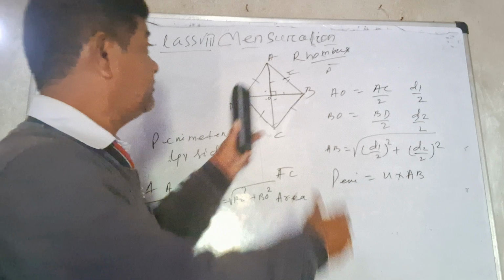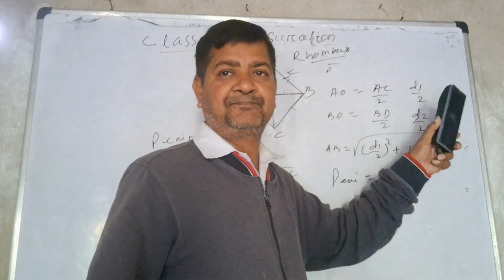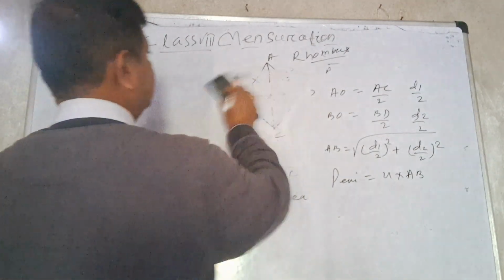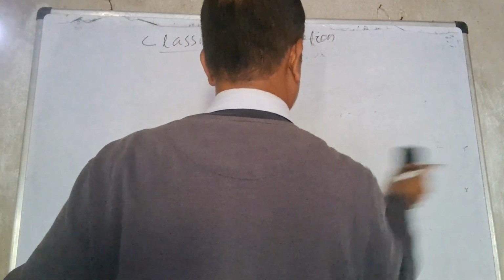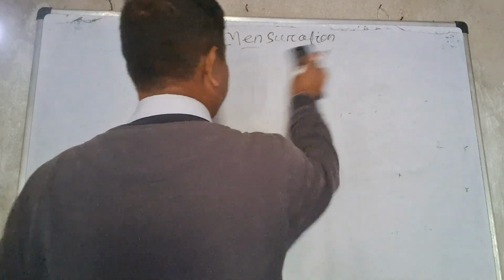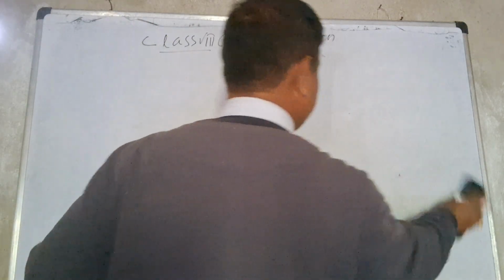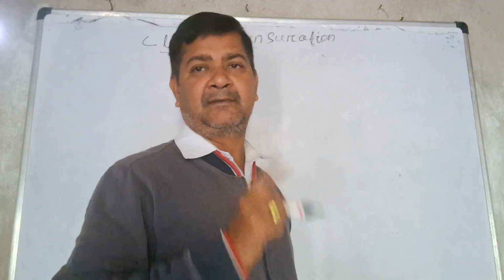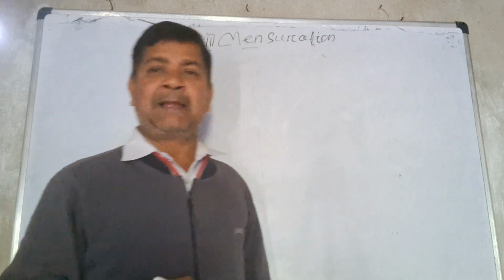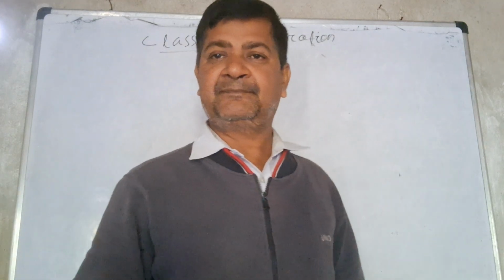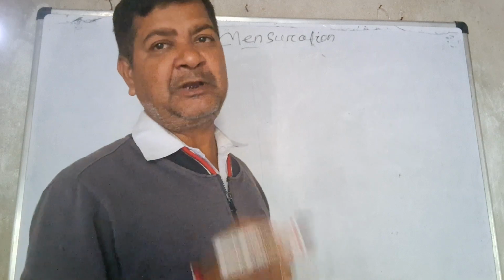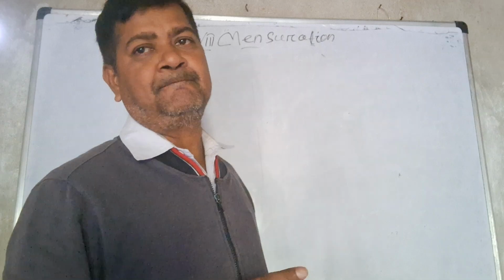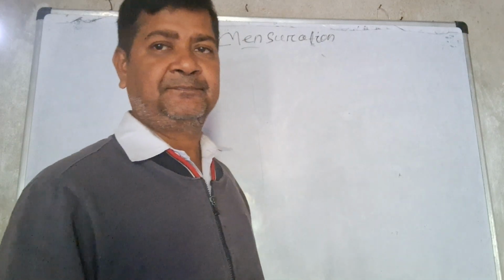It was all about the rhombus. Then another polygon, trapezium. Do you know trapezium? Trapezium is a quadrilateral having 4 sides, means 2 pairs of sides. But out of them, 1 pair, means 2 sides, are parallel.